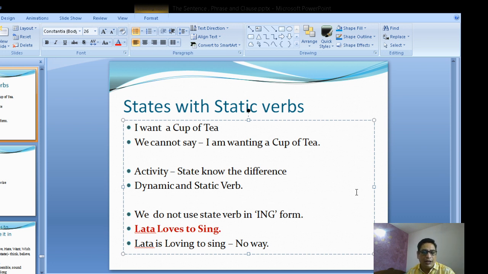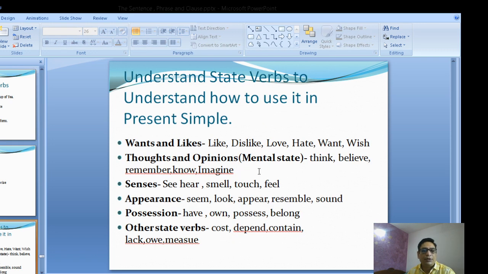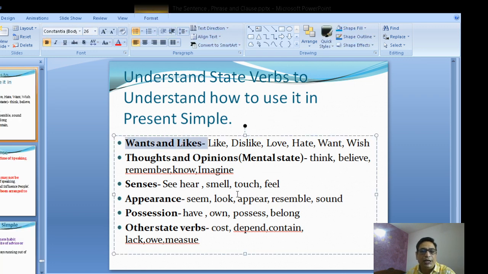So love is again a static verb. Now just to understand this, state of verbs, we have divided into certain categories. For example, the first one you can see, wants. And I would strongly advise you memorize these state verbs by heart, so that you do not make mistakes. So you write down the state verbs on a piece of paper or a notebook and keep revising those so that you do not make mistakes.